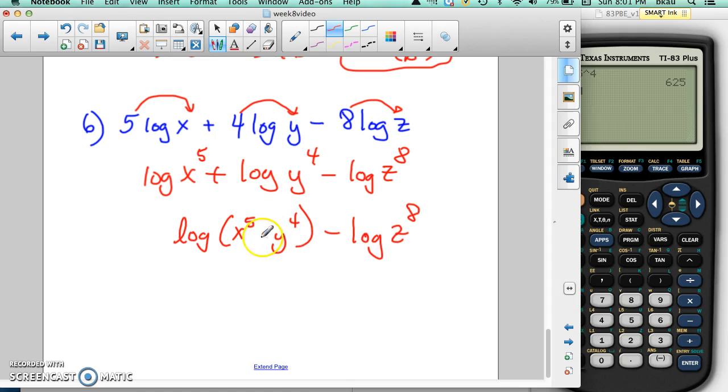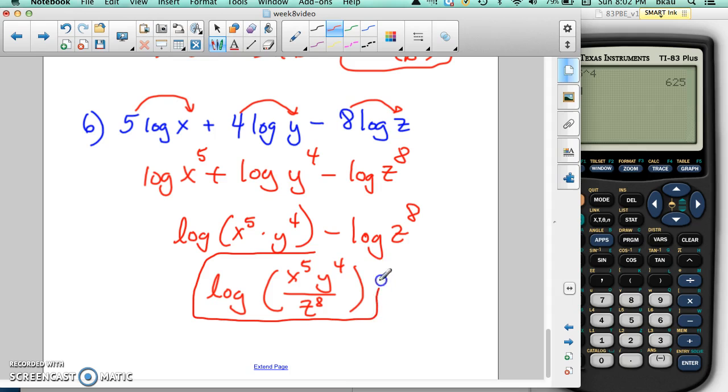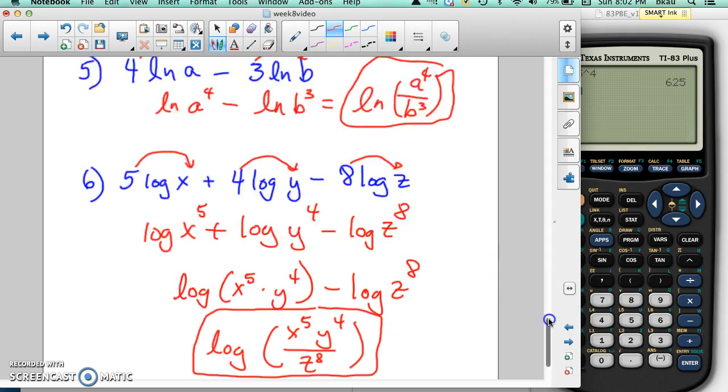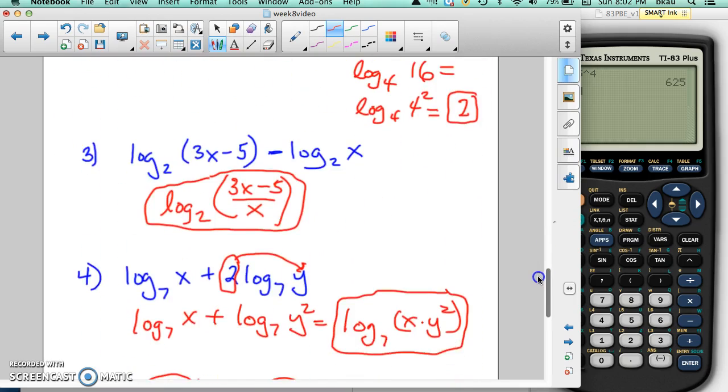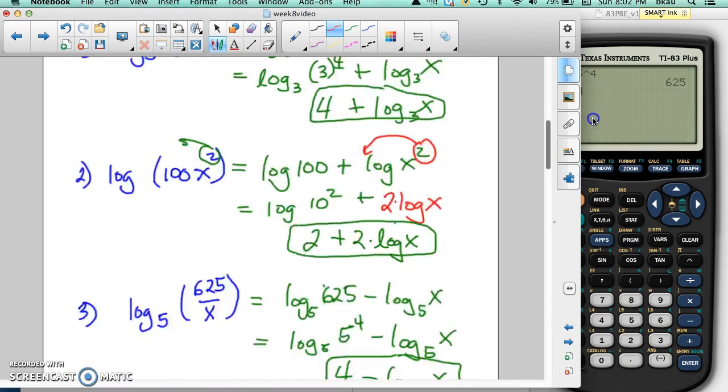Now this is going to be our denominator in this part, so we're going to end up with one logarithm. It's going to have x to the 5th, y to the 4th in the numerator, and z to the 8th in the denominator, because this minus makes division. So I combine these two first, then I combine this with its product. This is my solution.